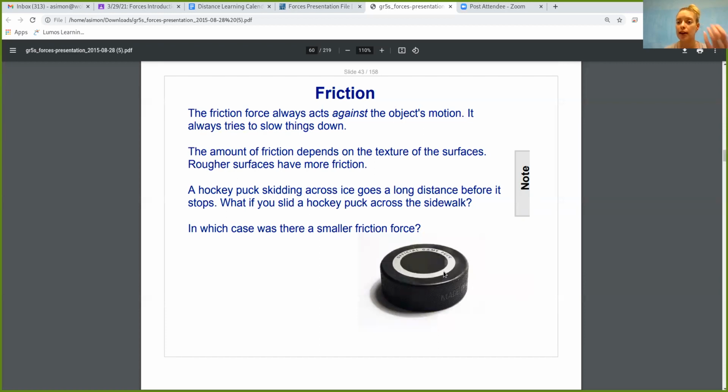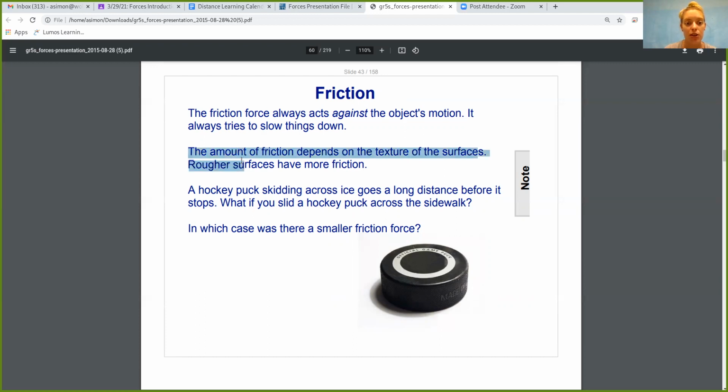Obviously, if we're comparing kicking a soccer ball on a grass field to shooting a hockey puck across ice, a hockey puck is going to go a longer distance before it stops. But if you were to take that hockey puck and put it on the sidewalk instead of ice, it's going to go less of a distance. So the amount of friction depends on the surface that it's rubbing against.